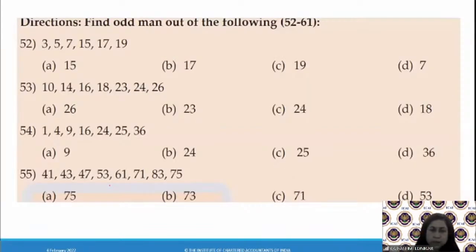Now finding the odd man out. So what will happen over here? Here in this type of questions, one number is incorrect. So what I have to find out is which number is incorrect. Now which sum should I take? Okay, let me take this 53rd.